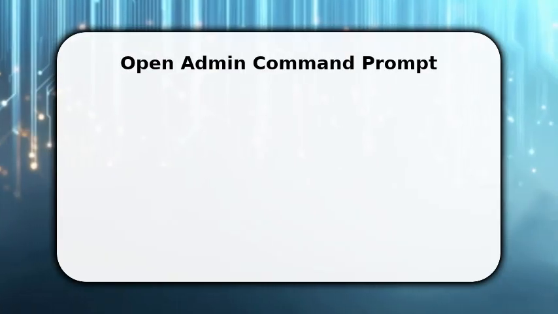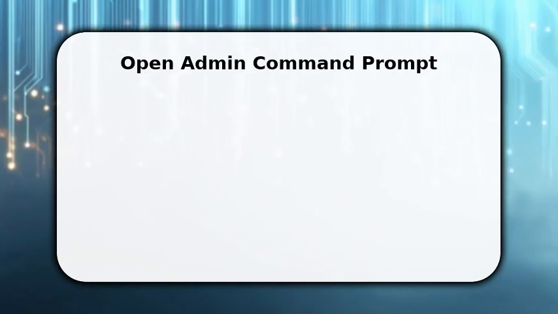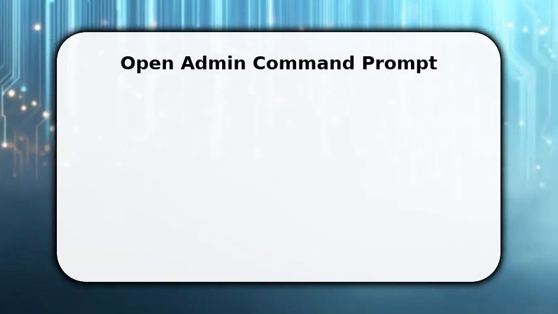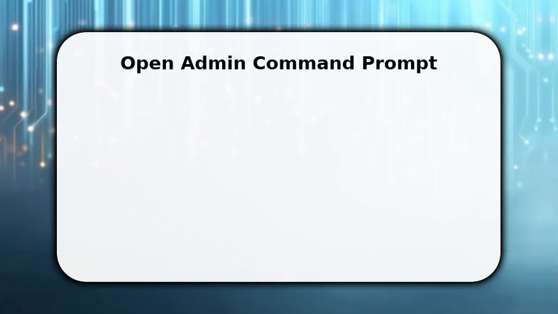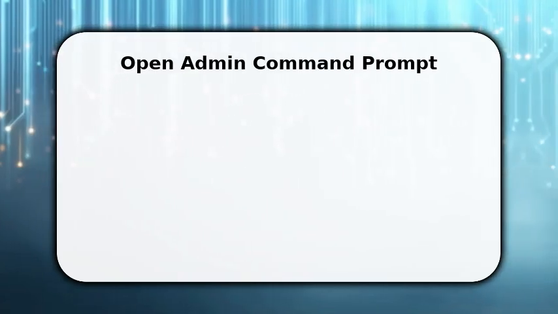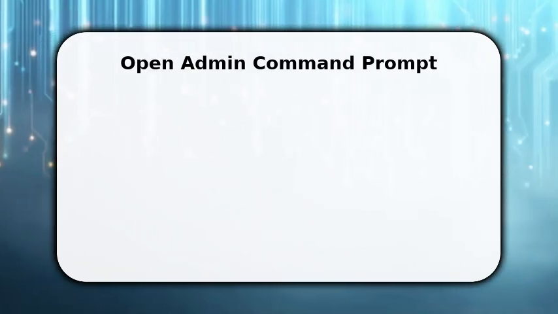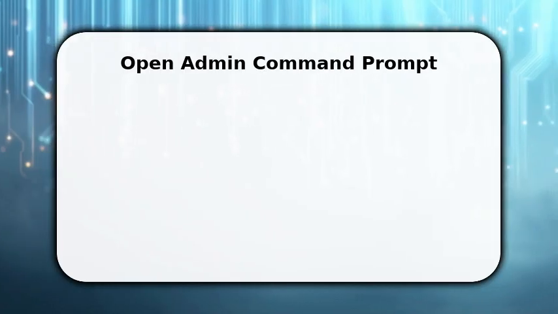You start by opening an elevated command prompt because System32 requires admin context for many actions. From the Start menu, type CMD, then right-click and choose Run as Administrator. Approve the UAC dialog when prompted.